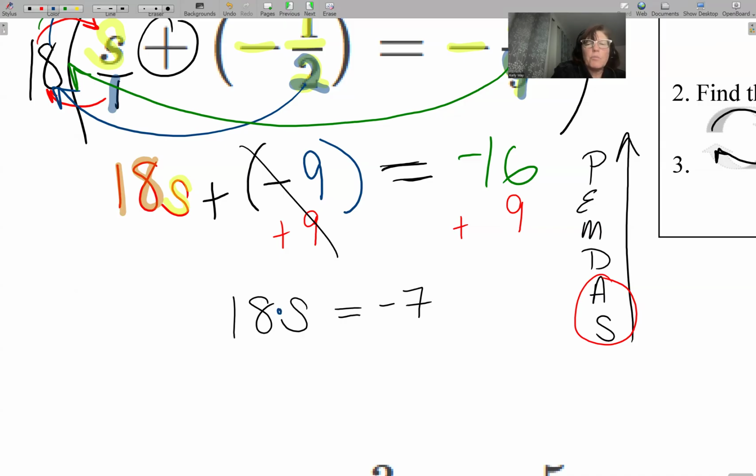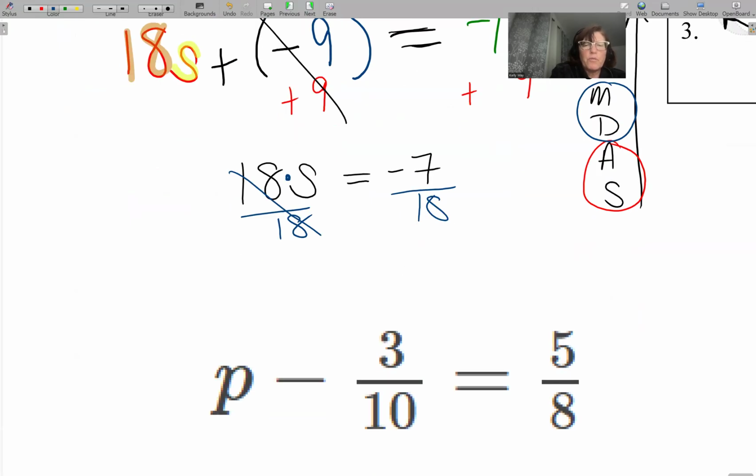The inverse operation, now we do multiplication division. The inverse operation of multiplication is division. So your final answer here is going to be S equals negative 7 over 18. Ta-da! You're done.